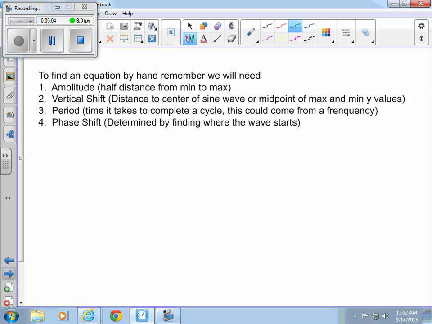You'll want to write this down. From the highest value your trig wave takes on to the lowest value your trig wave takes on, it would be half the distance of that. You'll want to write that down. To get the amplitude. Probably want to write it down.